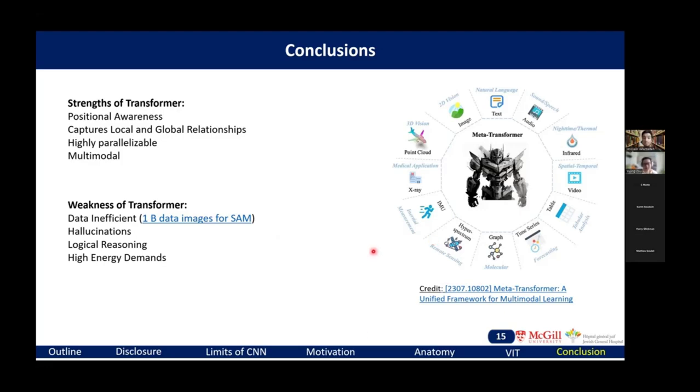So, for example, that Segment Anything Model that I presented early on was trained on 1 billion images, right? Just like 1 billion with a big B. Like 10 to the power of 9 images from the internet that were unique, that were curated. And so the transformer is a very data-hungry architecture.